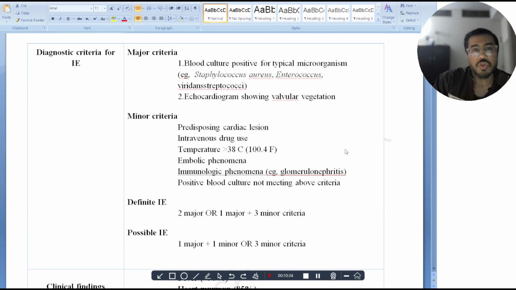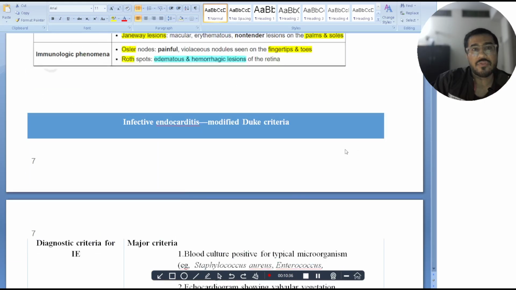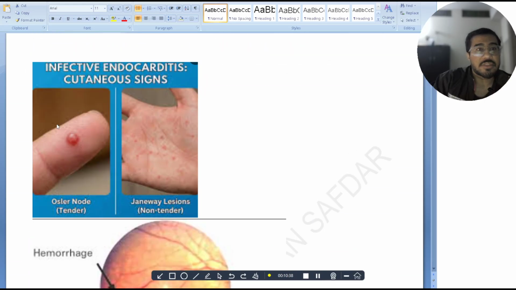So I'm going to show you guys. This is Osler's nodes. It's nodular, it's at the fingertips, it's painful, and it's red. These are Janeway lesions. They are non-painful, non-tender, on the palms and soles, and they are also red and they are macular, so no, they are not raised.